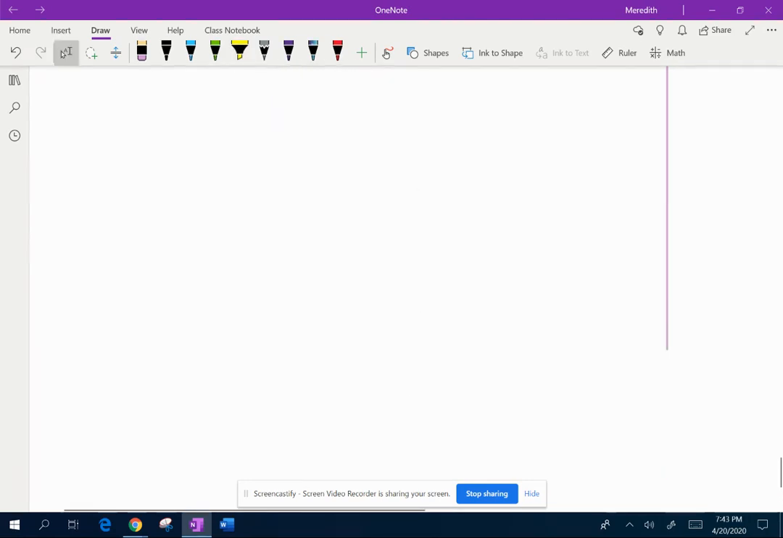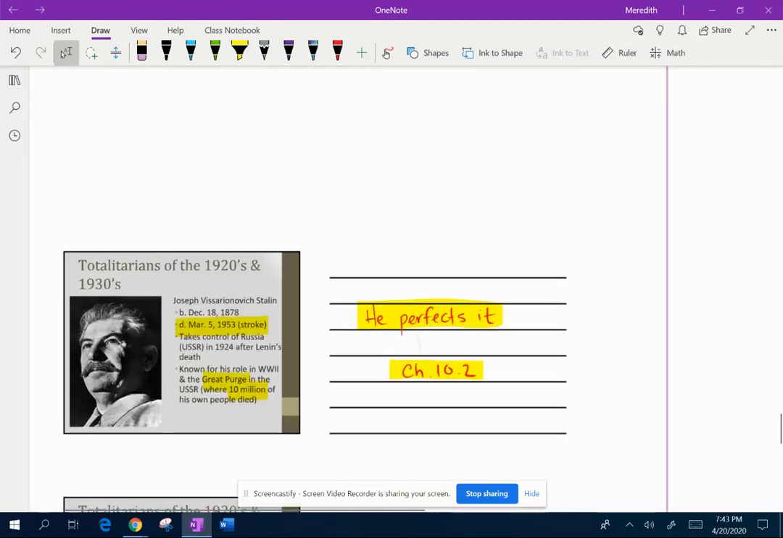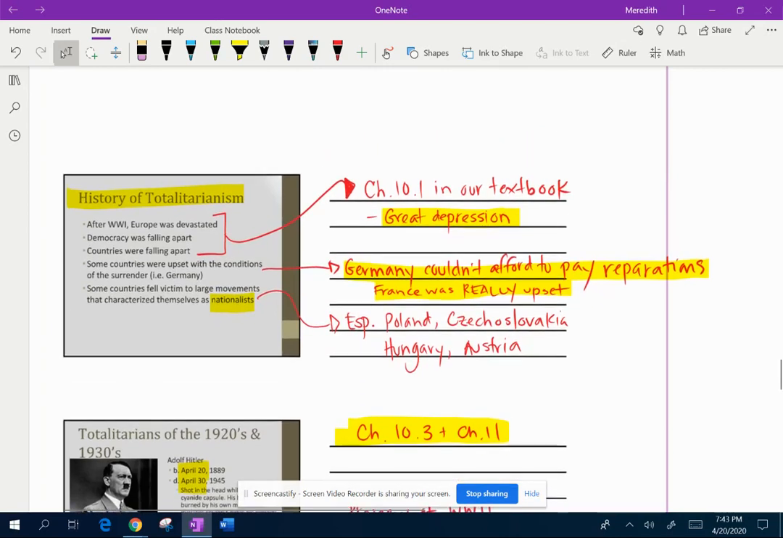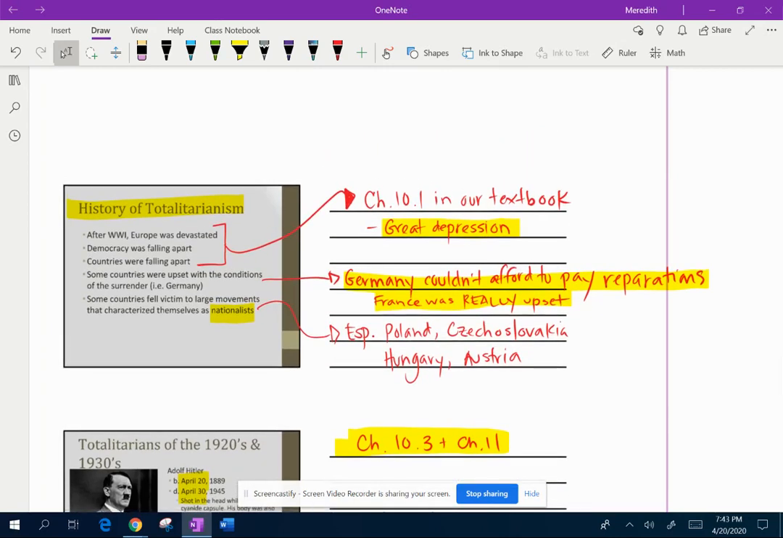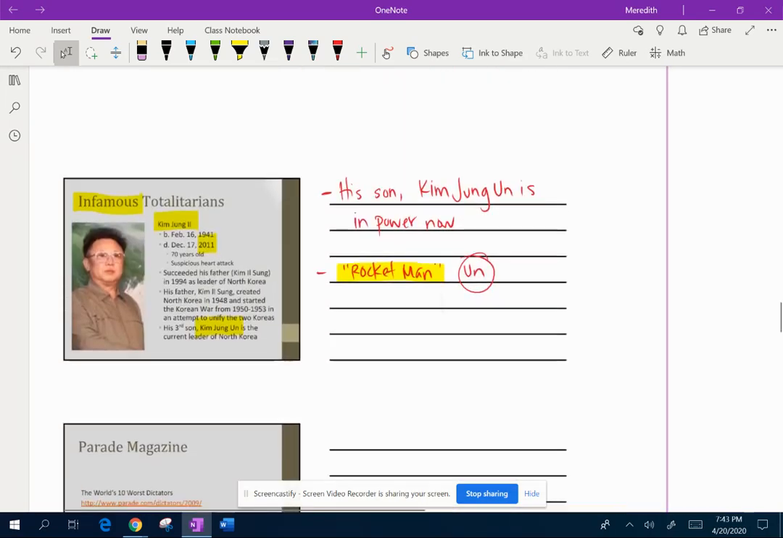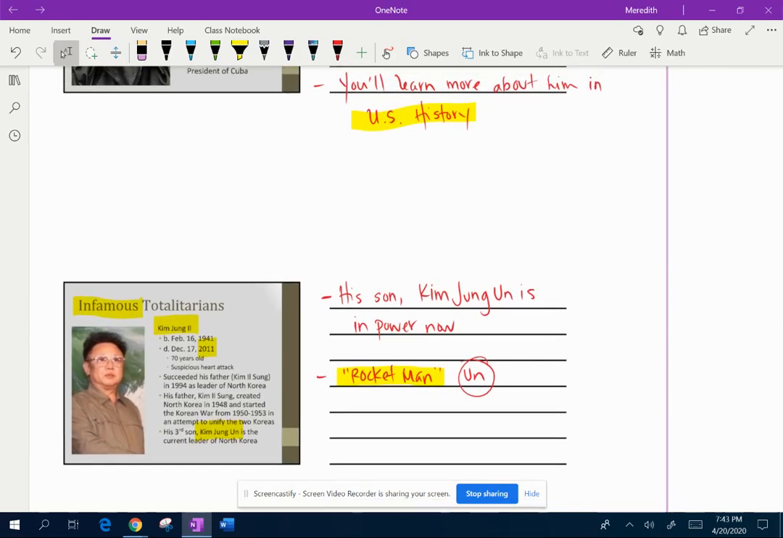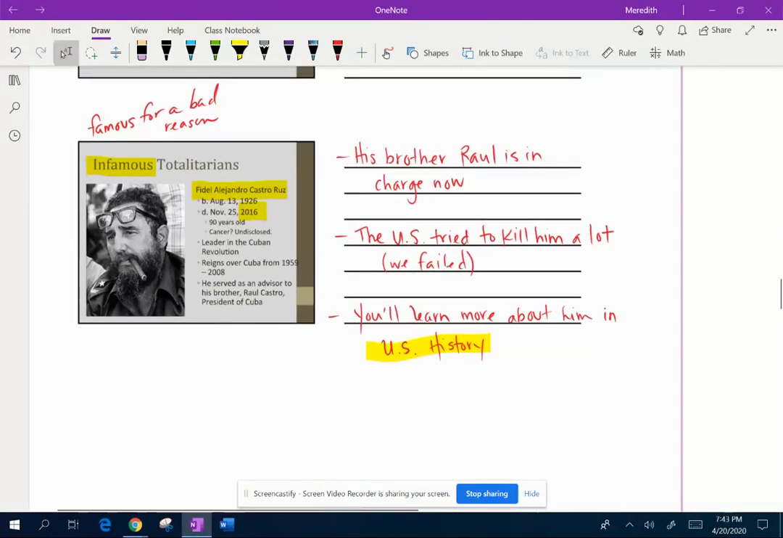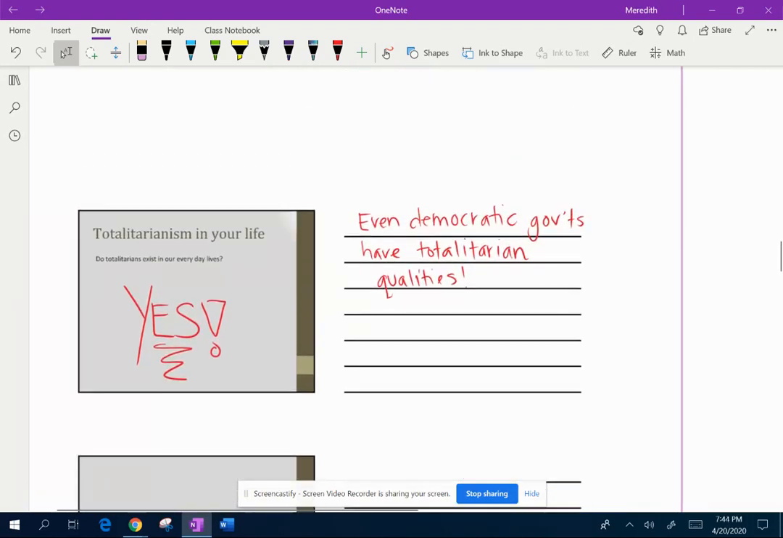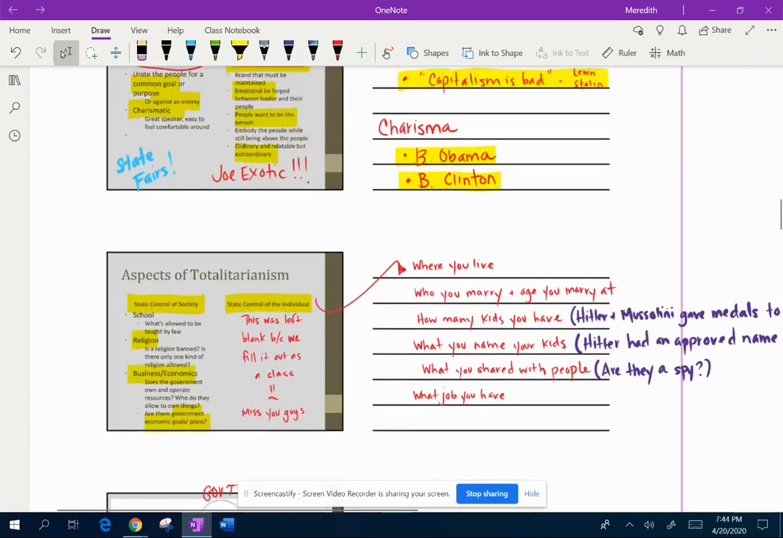Just to end on that note, these are the totalitarians of the past that we're going to be looking at. Totalitarianism is a movement that took hold in the 1920s because of terrible economic conditions, and it is something that sadly even continues today in Korea, in Cuba, all over the world. Don't even get me started about Africa. But totalitarianism is definitely something that is a part of your everyday life and you don't even know it.